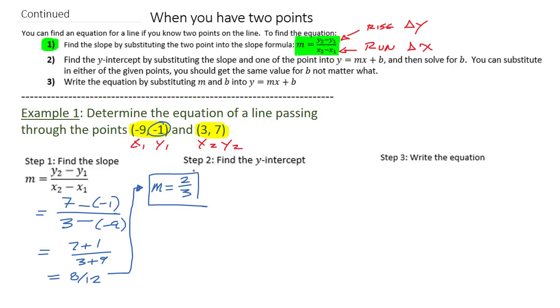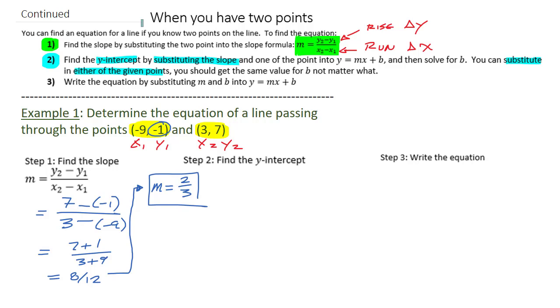From this point forward, it's exactly the same stuff we did in the previous question, or the previous lesson. So what did we do in the previous lesson? Remember what we did here? Step 2. How do you find the b? We got to find the y-intercept, the b. You find your y-intercept by substituting the slope into the equation. We've done that before. And substitute either of the given points, okay, into the equation to solve for b.